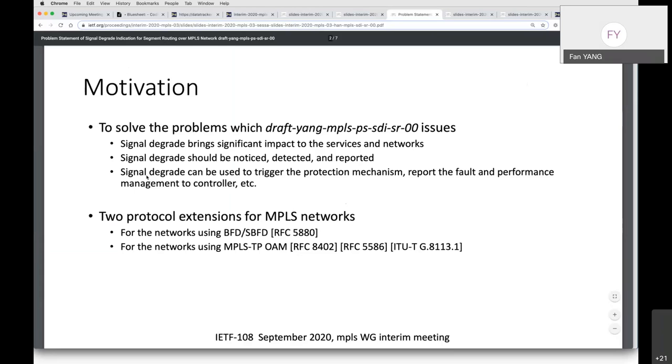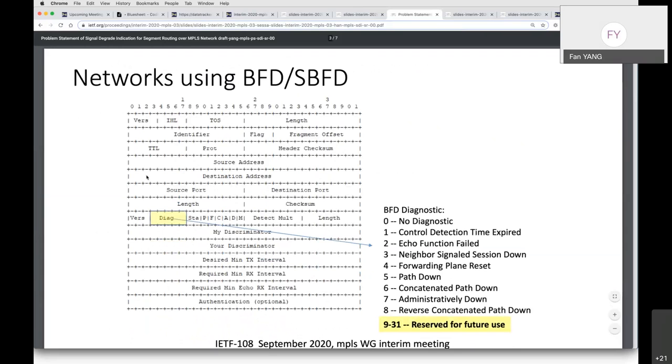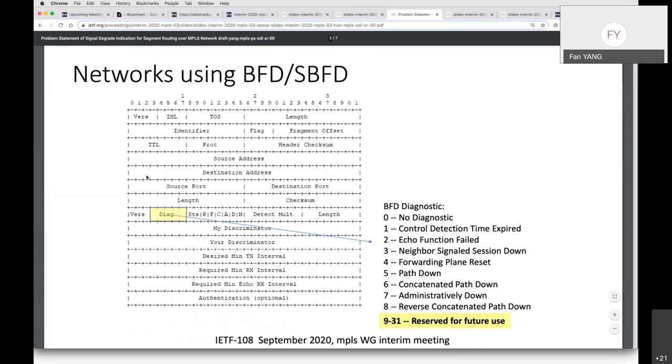Next, please. Yeah, on this page I listed the encapsulation of the BFD protocol. We would like to use one of the reserved bits of the BFD diagnostic in the BFD encapsulation to indicate that there is a signal degrade. I think that would be a very general modification for the BFD or SBFD protocols. And next, please.